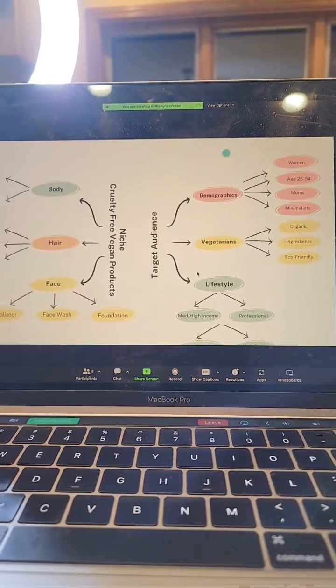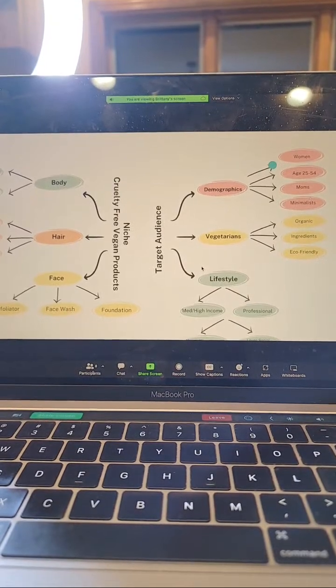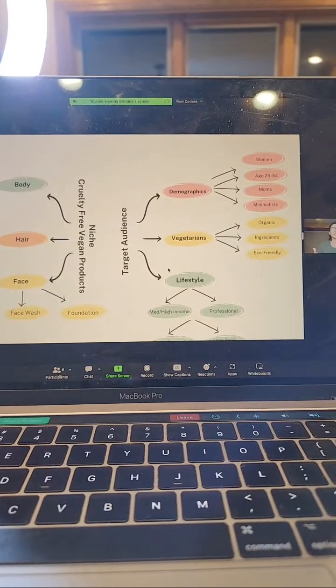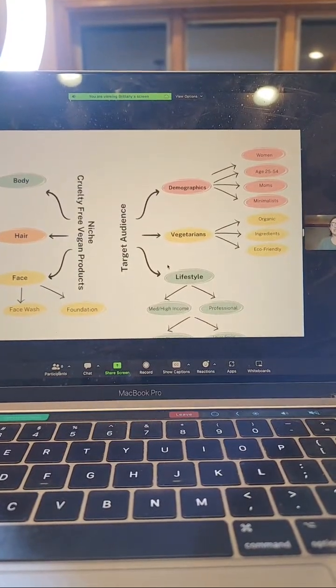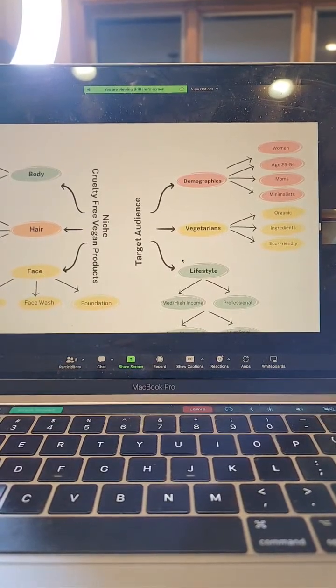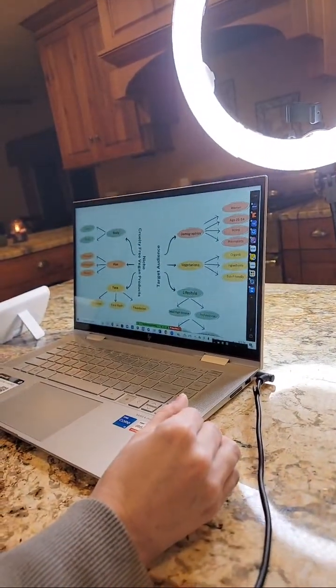Yes, I could choose men, but even though it's not my target audience, I still did research on it. Go to Google, type in your questions. A lot of research comes up that you can put together. But I'm choosing women because they buy a lot more beauty products than men. Yes, men buy beauty products, but the percentage is not as high as women.